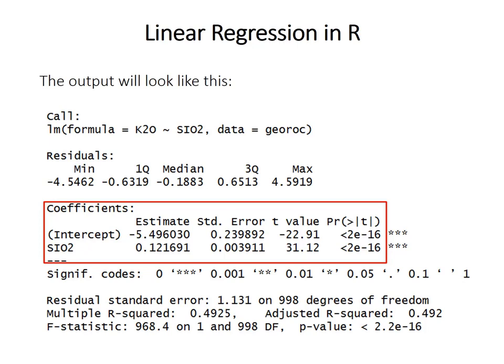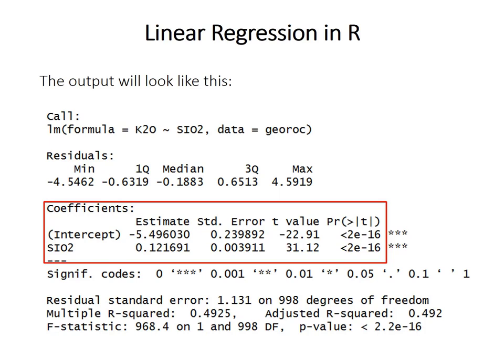The second part gives the information about the coefficients. So the intercept row can almost always be ignored. The p-value is testing whether the intercept differs significantly from 0, which is almost never interesting. So we pretty much just focus on the second row here. In this case, it's labeled with the name of the independent variable. I used SiO2 in this from the GeoRock data set.